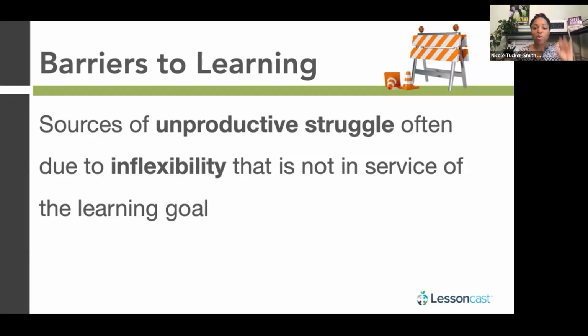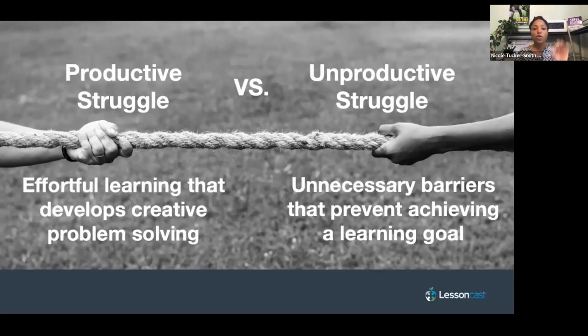Let's compare it with productive struggle. Productive struggle is effortful learning that develops creative problem solving. Productive struggle is a good thing, right? It helps us take time and space to make sense of information. We are much more likely to understand something and be able to apply it if we've taken time to construct some of that meaning on our own. And that comes with having the time and the space and the support needed for productive struggle.